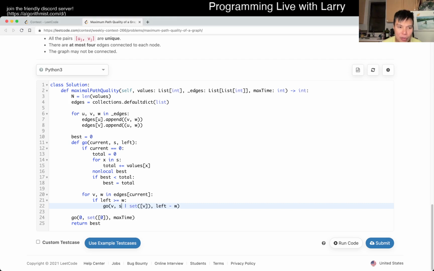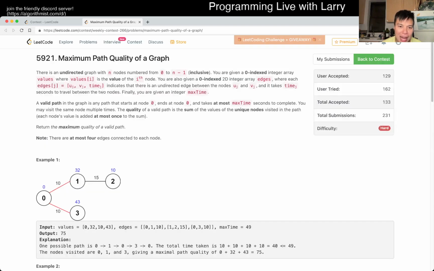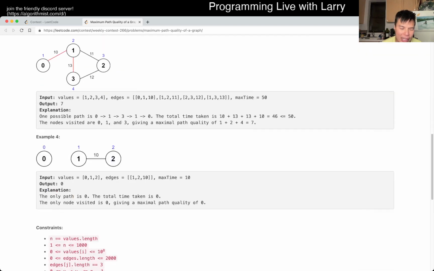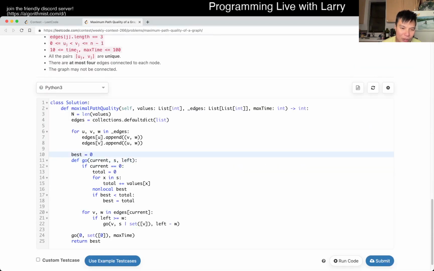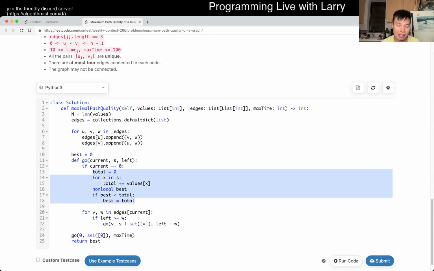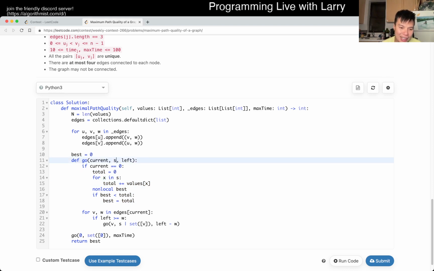Yeah, so this is just converting things to an edge list. This is pretty straightforward. Here, this is just the brute force. One more thing is that we have to go back to node 0. So every time we're at node 0, I calculate the cost. Basically, for each node in the set, and S is a set, we just sum up the values, which is what they ask you for. If you can improve, then you update best.